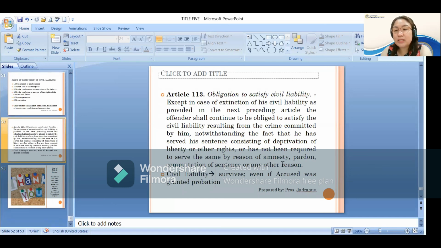What do we simply mean by Article 113? That despite the extinction of the criminal liability, civil liability survives. And that includes even if the accused was granted probation, because probation was not mentioned here. So this amnesty, pardon, commutation, they are referring to the criminal aspect. Same with probation. Civil liability survives.